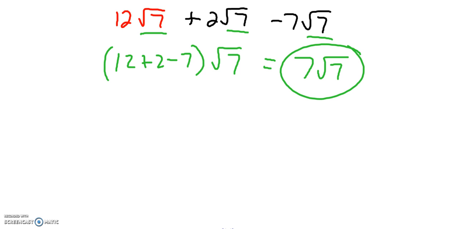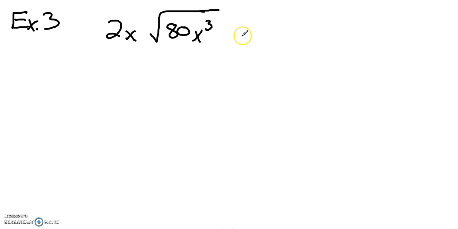Okay, so after you've got some with just the numbers, then they're going to throw some variables at you. So let's go 2x square root of 80x to the third, and then minus square root of 20x to the fifth.